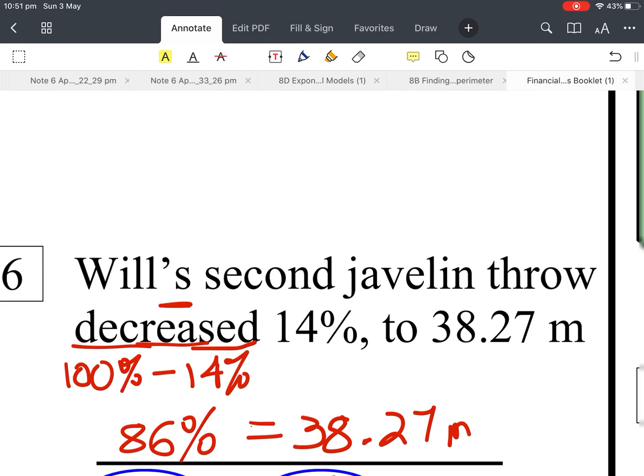So if you haven't had a go at this yet, can you please pause the video now and see if you can do the rest of the question.